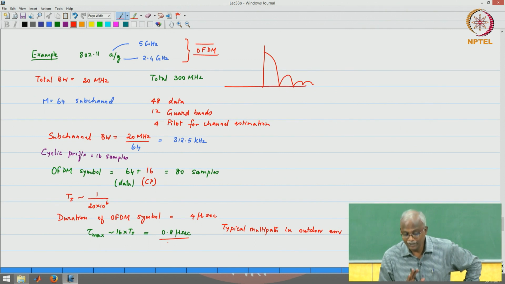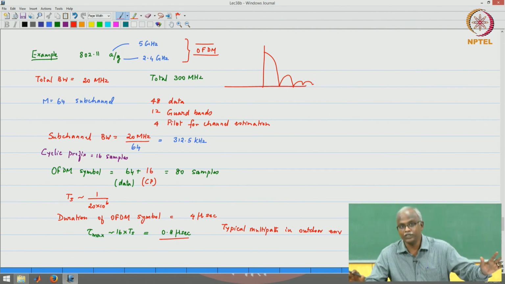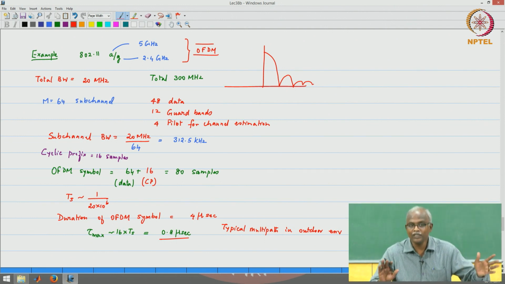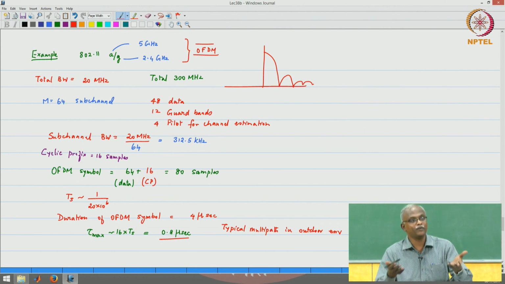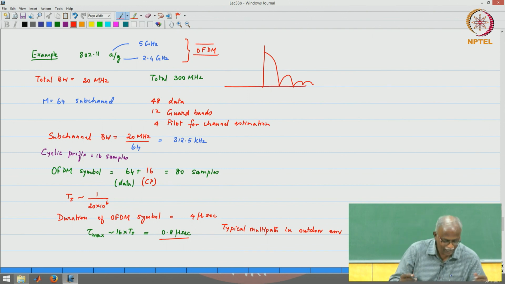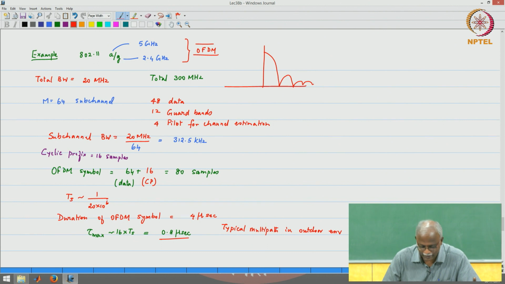OFDM, or sorry, 802.11 was not designed for outdoors. It was designed only for indoors, and indoors what do you see? A few nanoseconds is what you see. So they have actually designed it very well for indoor. Now if you deploy this outside, it may or may not work depending upon how much multipath you are seeing. Sometimes you may say, what is this? It worked very well indoors, it did not work outside. Why? Because the cyclic prefix was not enough and you ran into trouble. Okay, so that is one element of it.